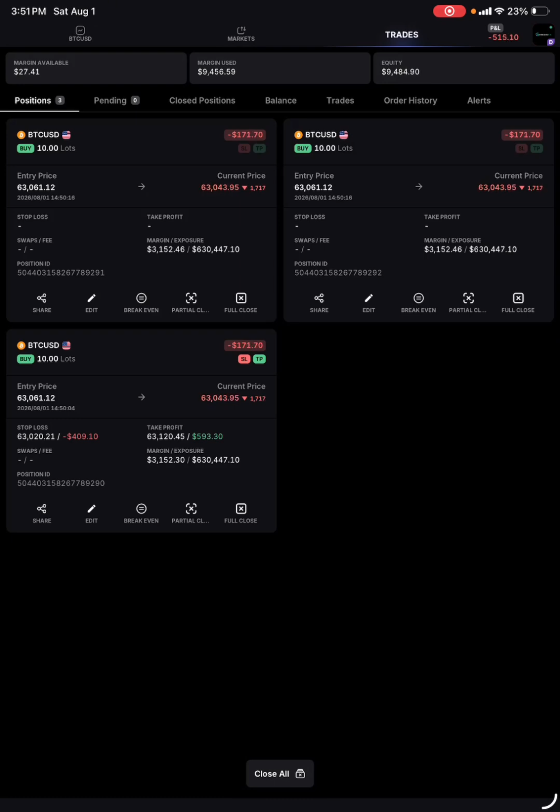Once they're in profit, I'll hit this break even button. And break even means that the trade's in break even. So I won't win, but I won't lose either.